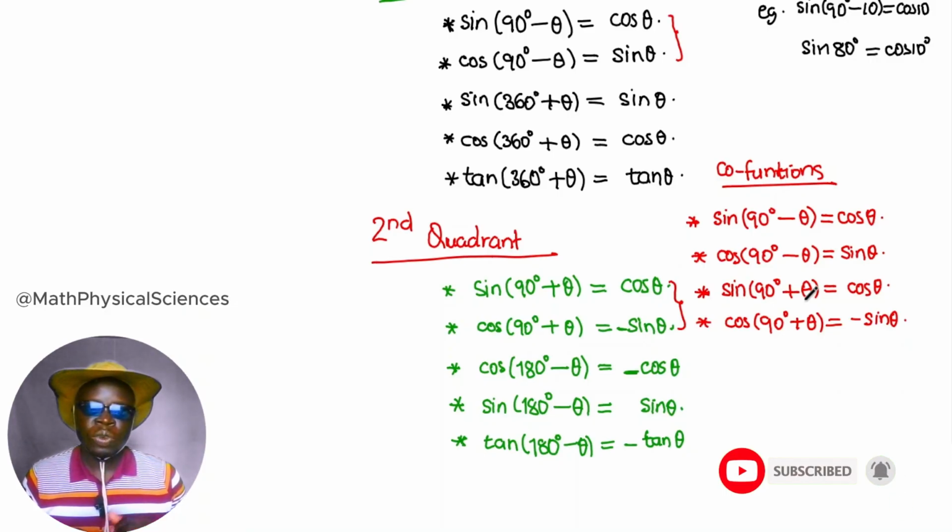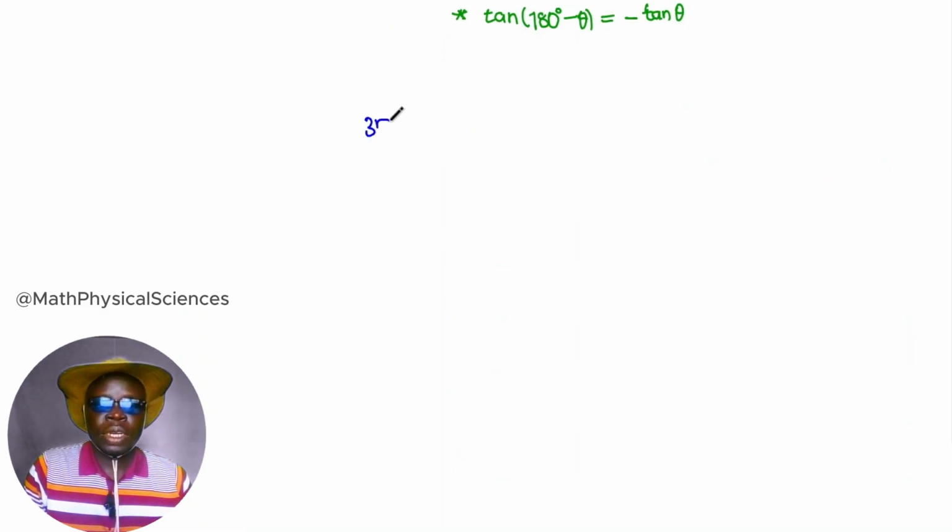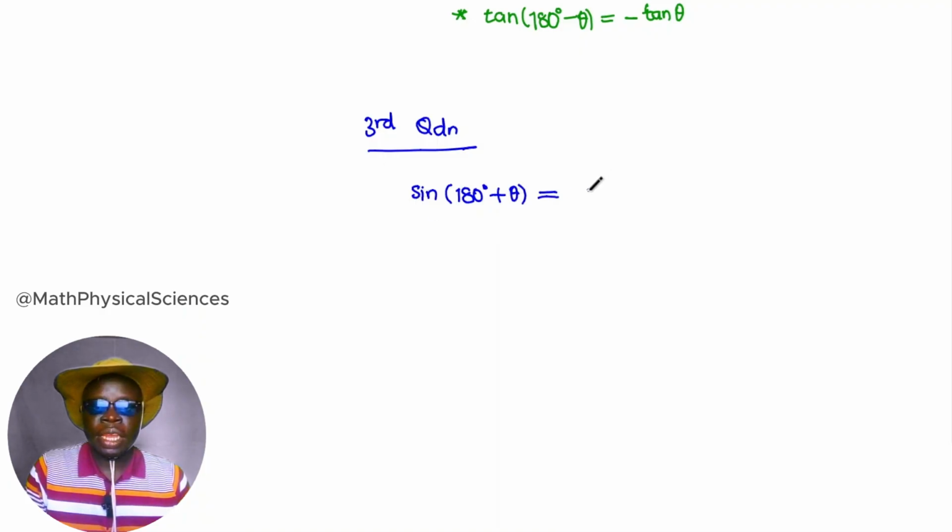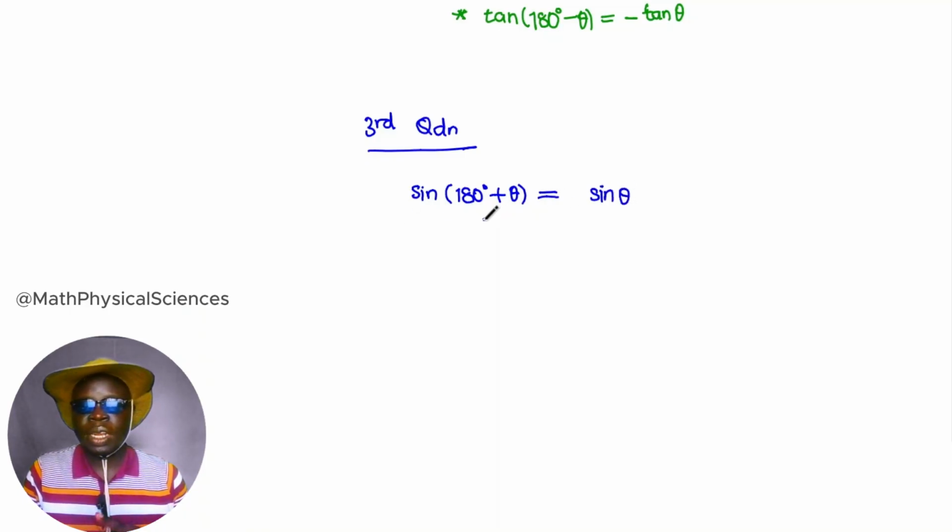And let us push on to the next quadrant, and that is the third quadrant. So for the third quadrant, the angle is 180 degrees plus theta. Now here we'll take the sine and attach to this theta here, and we have sine of theta. But remember, sine is only positive in the first and the second quadrant, and since we're in the third quadrant, then it must be negative. So we have to introduce negative here.